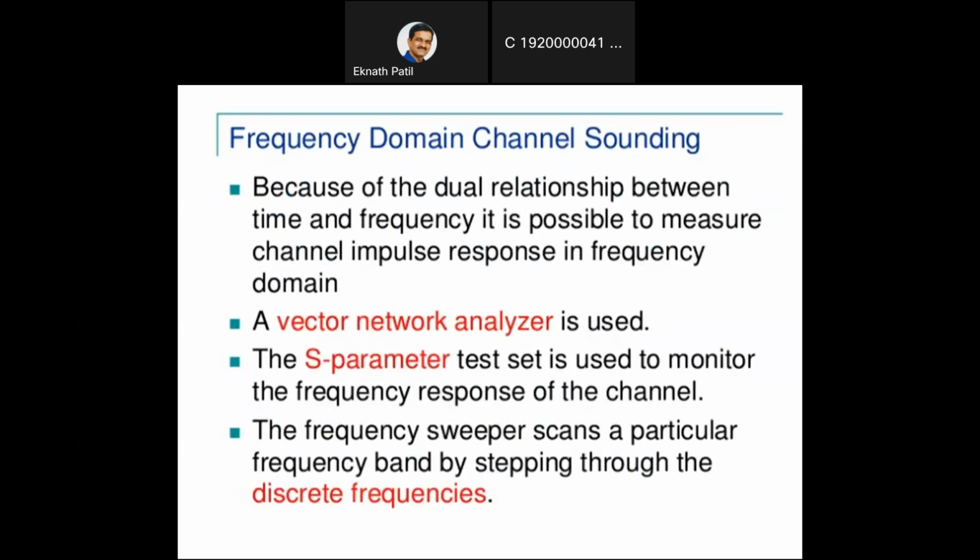Frequency domain based channel sounding: because of the dual relationship between time and frequency, it is possible to measure the channel impulse response in the frequency domain. So a vector network analyzer is used for this particular purpose, and an S parameter test set is used to monitor the frequency response of the channel.